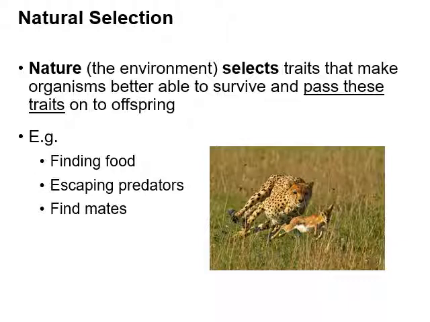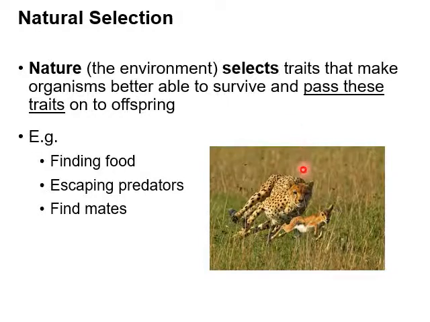So some of the traits that are really important for survival and really important in terms of evolution is anything related to finding food, escaping predators, and finding mates. So this cheetah is obviously doing something right here. It looks like it's about to get a meal. And so maybe this cheetah is likely to pass whatever good traits it has on to its offspring.